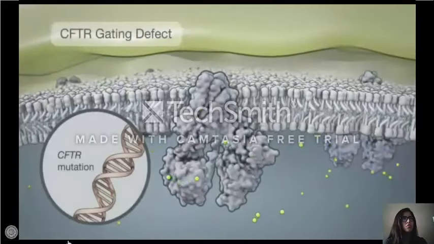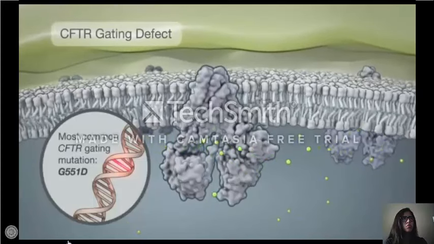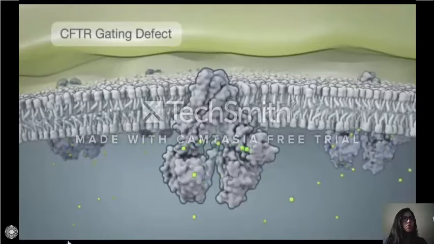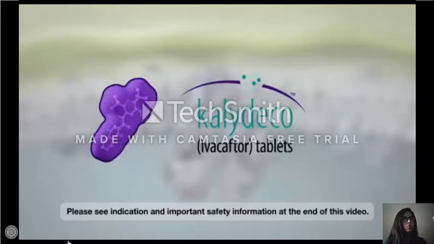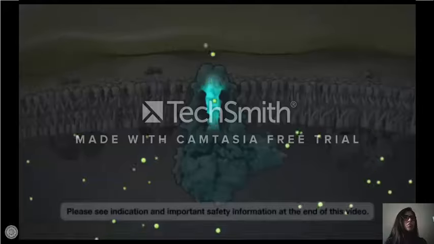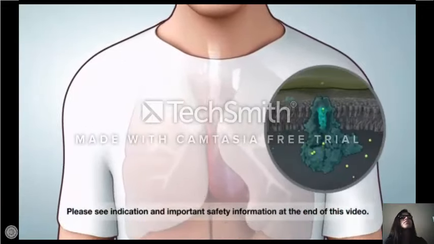Some CFTR mutations can cause what's called a gating defect, where the CFTR protein channels are present at the cell surface but fail to open correctly. Kalydeco is designed to keep CFTR protein channels at the cell surface open longer to improve the transport of salt and water across the cell membrane.